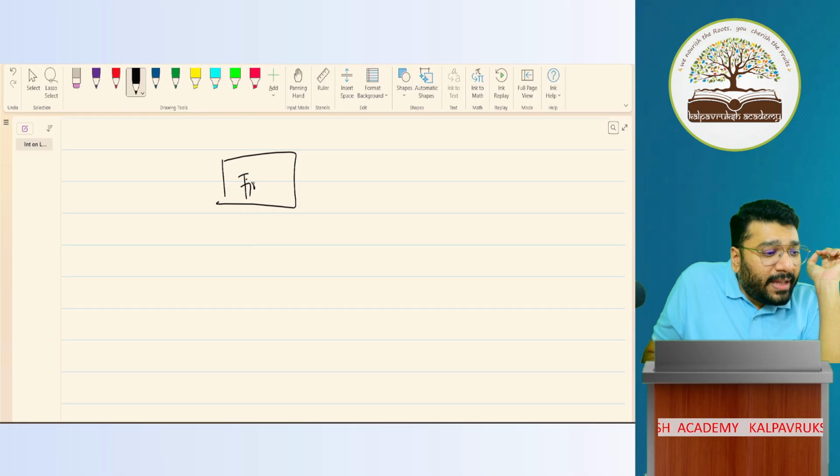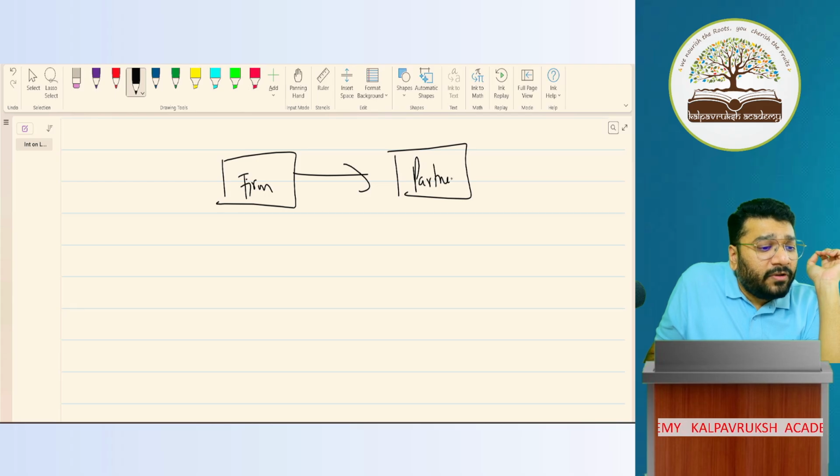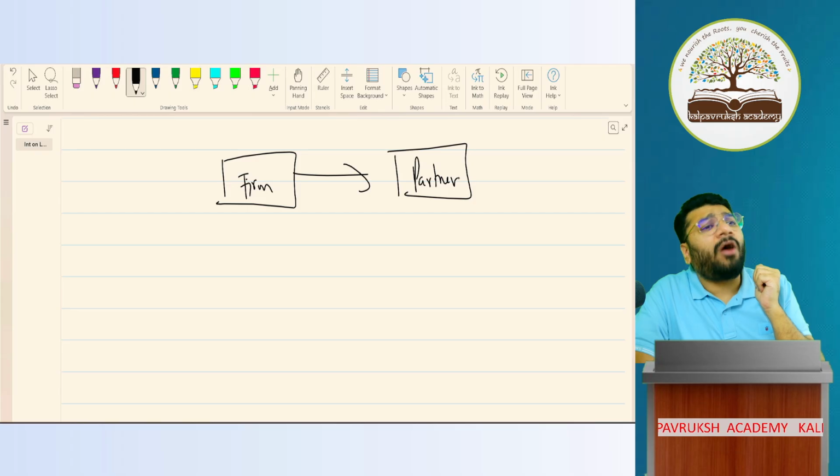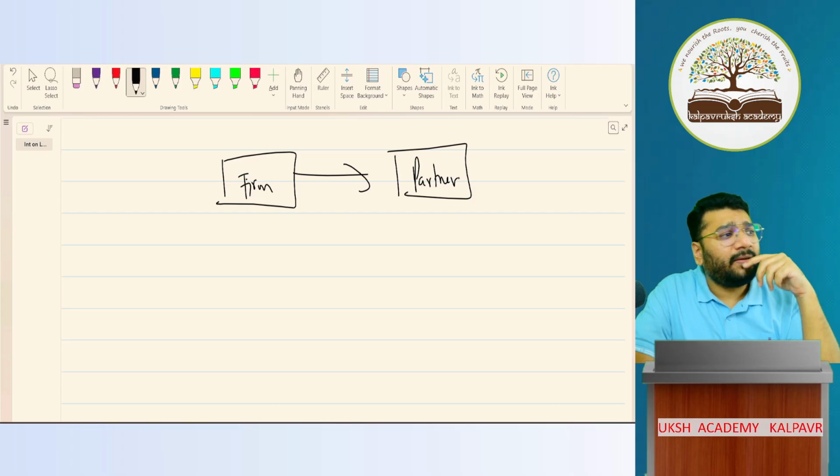The firm has to pay, you're telling, salary to the partner. Why does the firm have to pay salary to the partner? Because the firm is giving profit anyway, no? Why salary?